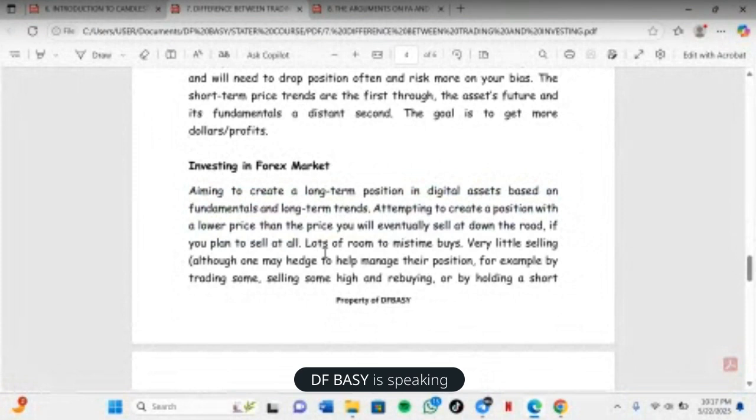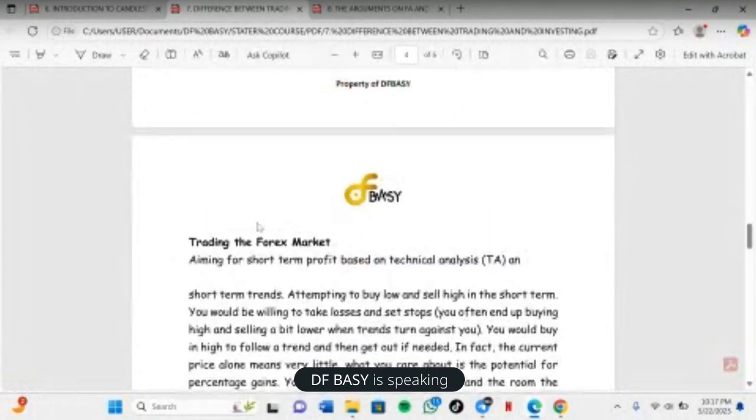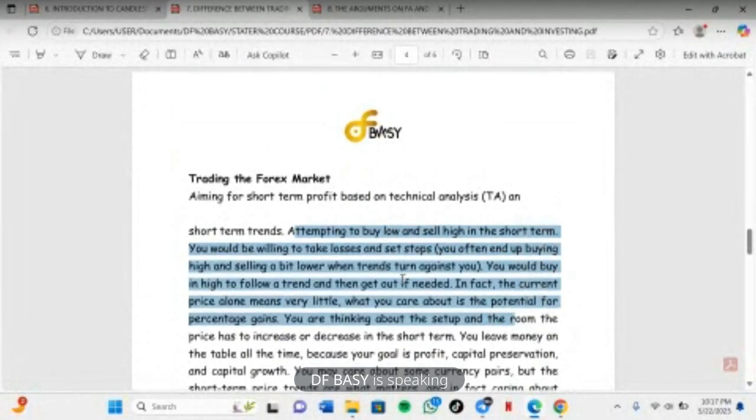But mind you, the TA and FA work together. Meshing both of them together will give you an edge, and a good exit plan when trading. So let me read this out for you. Attempting to buy at low, high. All these were just explanations.